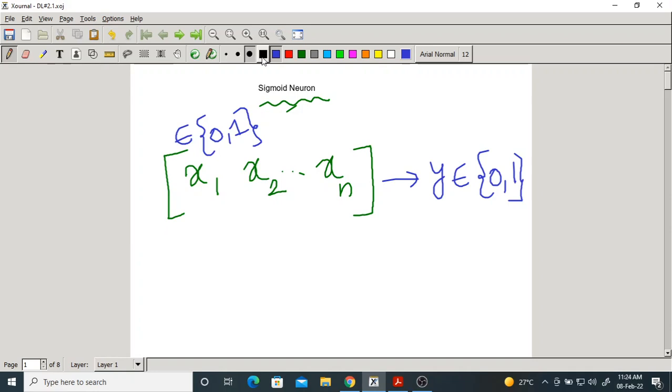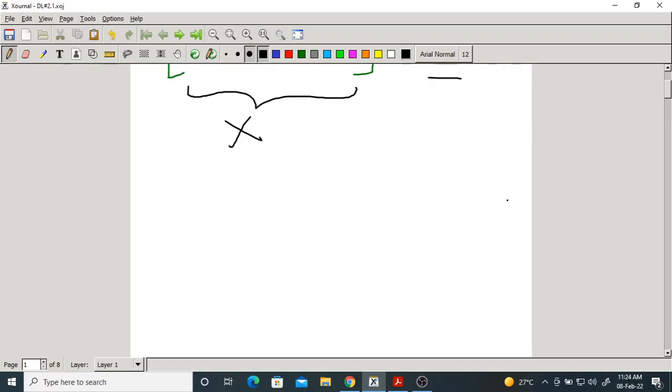Now this is the input x. It contains some parameters x1, x2, so on xn. The output is only one output, y. This is the perceptron model. Sometimes you take this x1, x2, xn to be real, but the output is always a boolean, either 0 or 1. Now suppose all the inputs are real as well as the output also real.